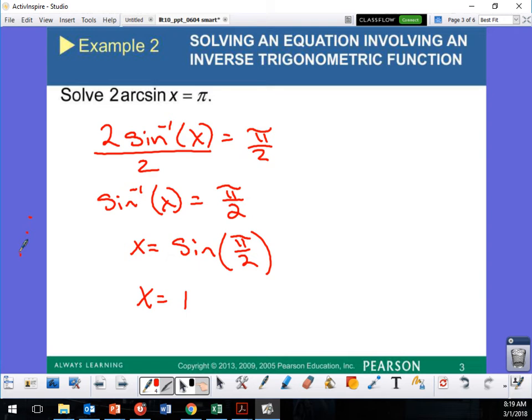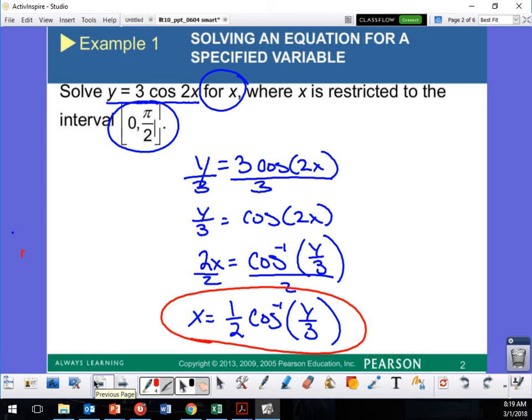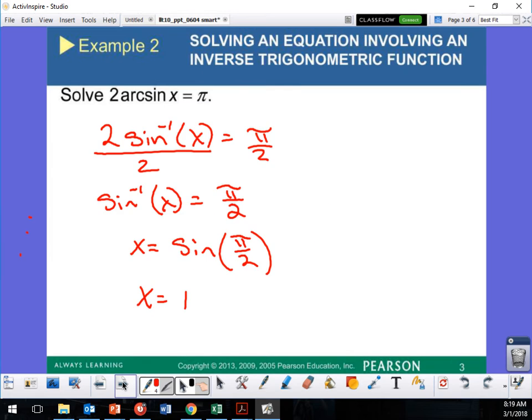And some of these you can, some of these you can't. So the other one we could not, because we don't know what this is. I still have a variable in this, so I don't know what the y is. If I had all numbers here, I could probably find it. So don't worry about it.